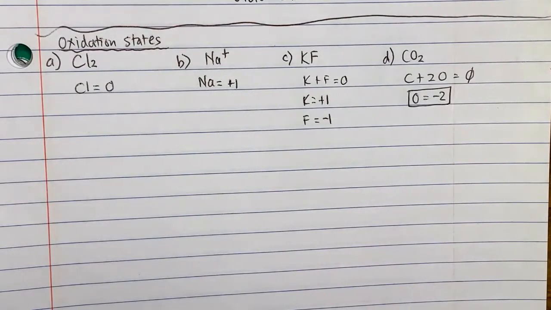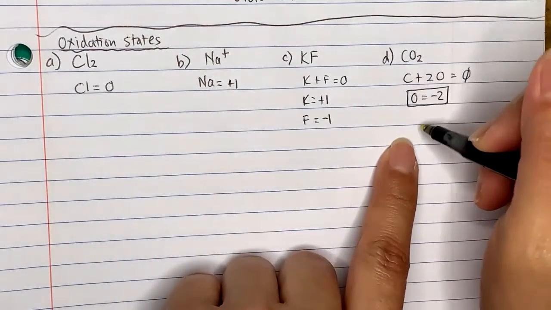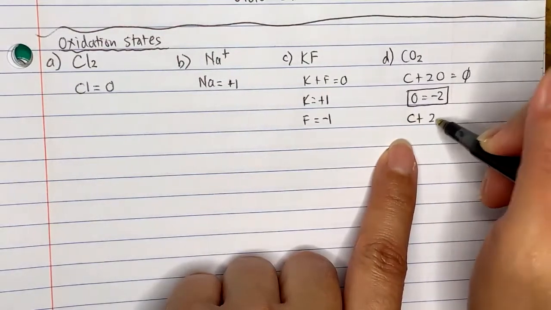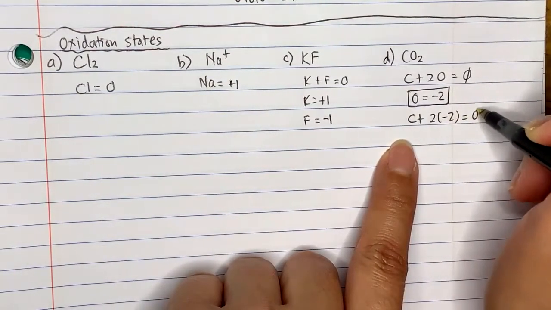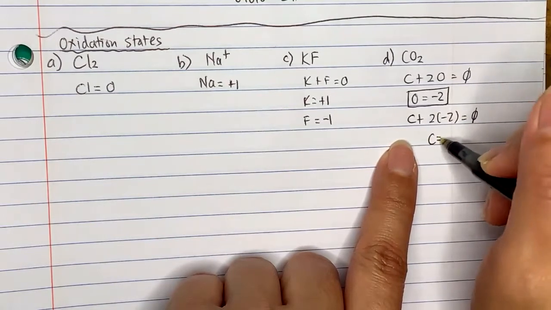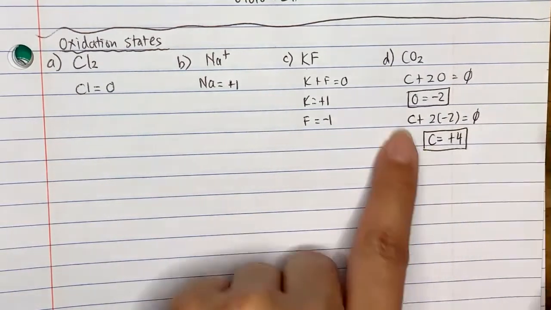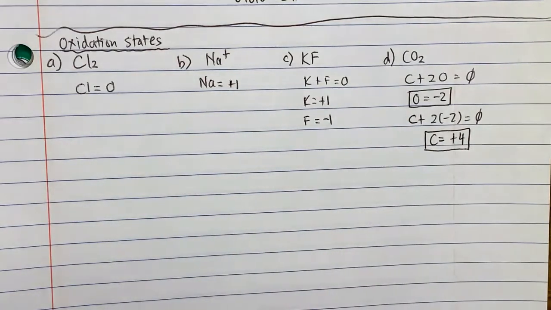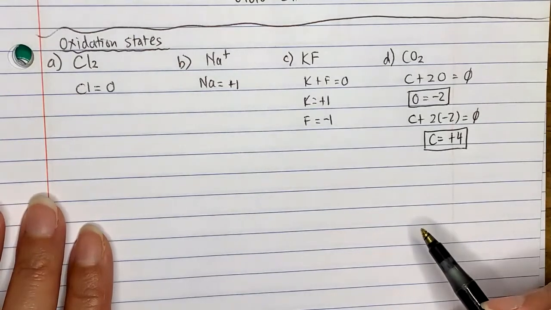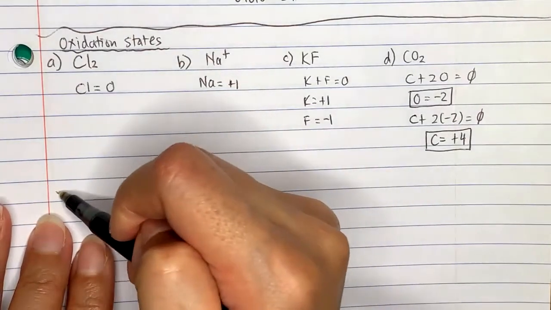Once you know what O is, you can calculate the leftover, which is C. So C plus 2 of -2 equals 0. Carbon will therefore be +4. And that's how you know the oxidation state of oxygen and carbon over here for carbon dioxide. Okay? So we're graduating to slightly more complicated cases now. Let's do the next one.